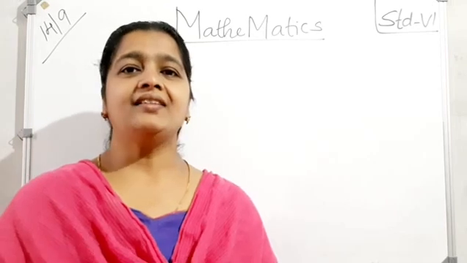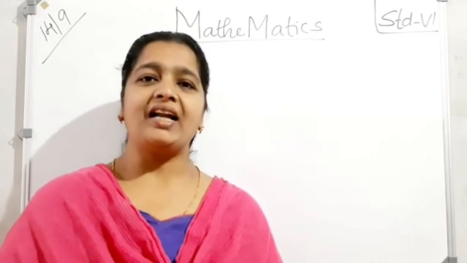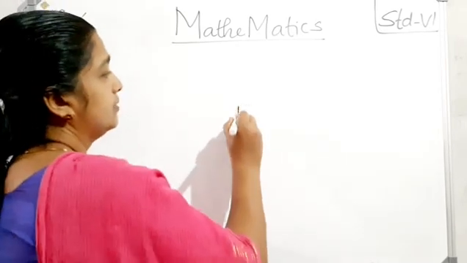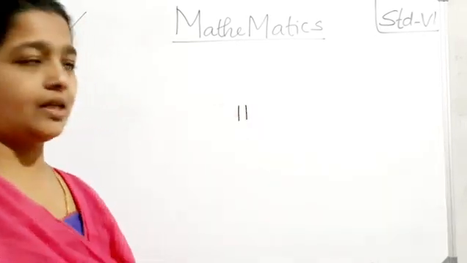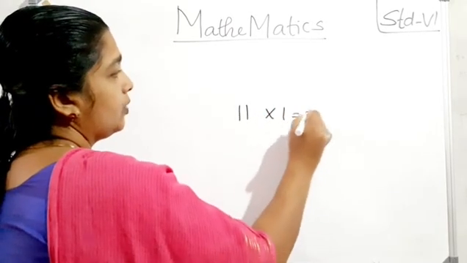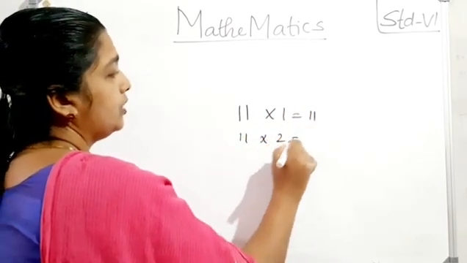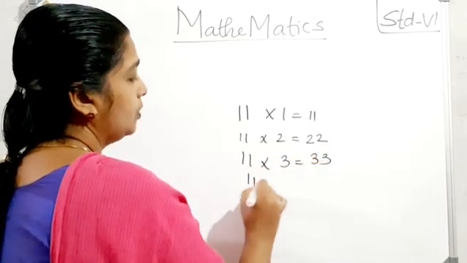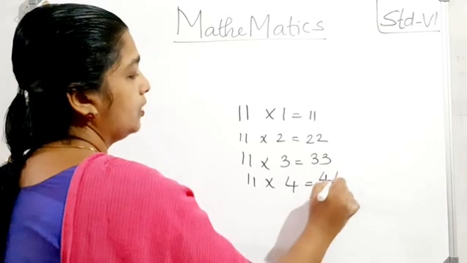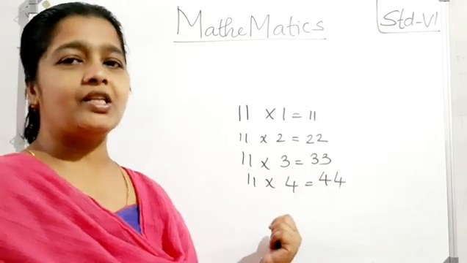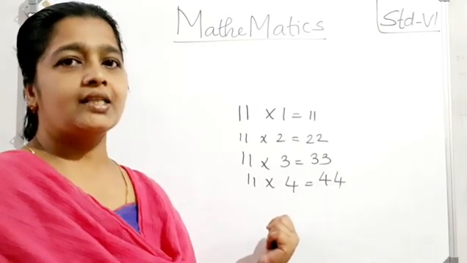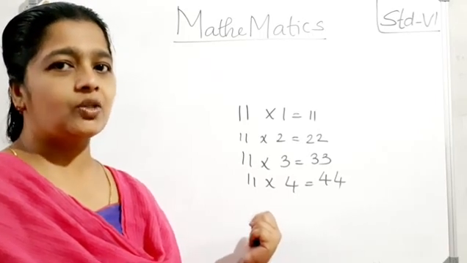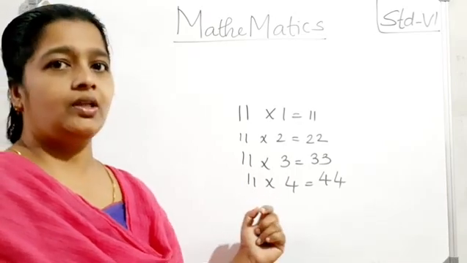So next question. Find the first four multiples of 11. How can we do it? Yes, 11 into 1 equals 11. 11 into 2, 22. 11 into 3, 33. 11 into 4, 44. So these are the first four multiples of 11. So all of you understand the difference between factors and multiples? Factors you know, then this also you can do.